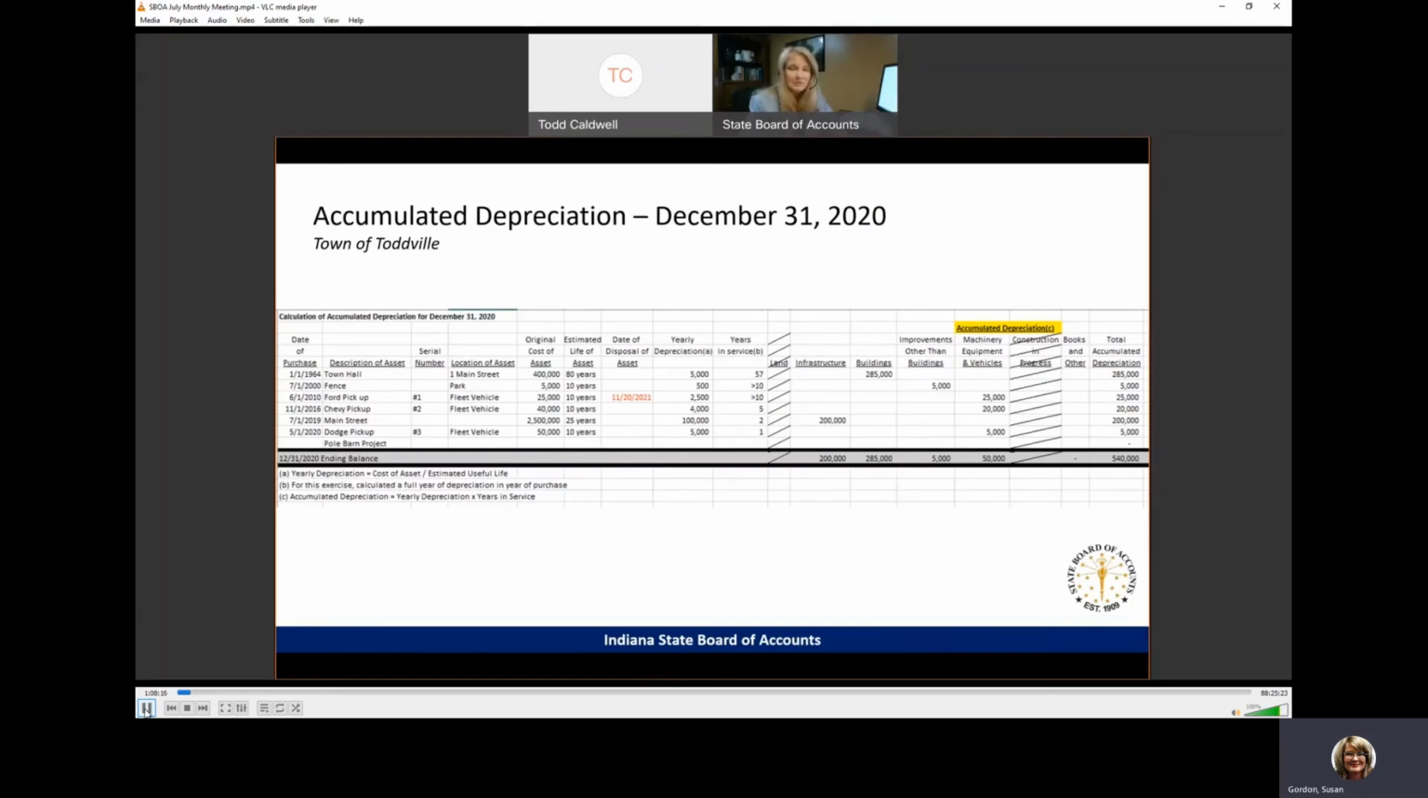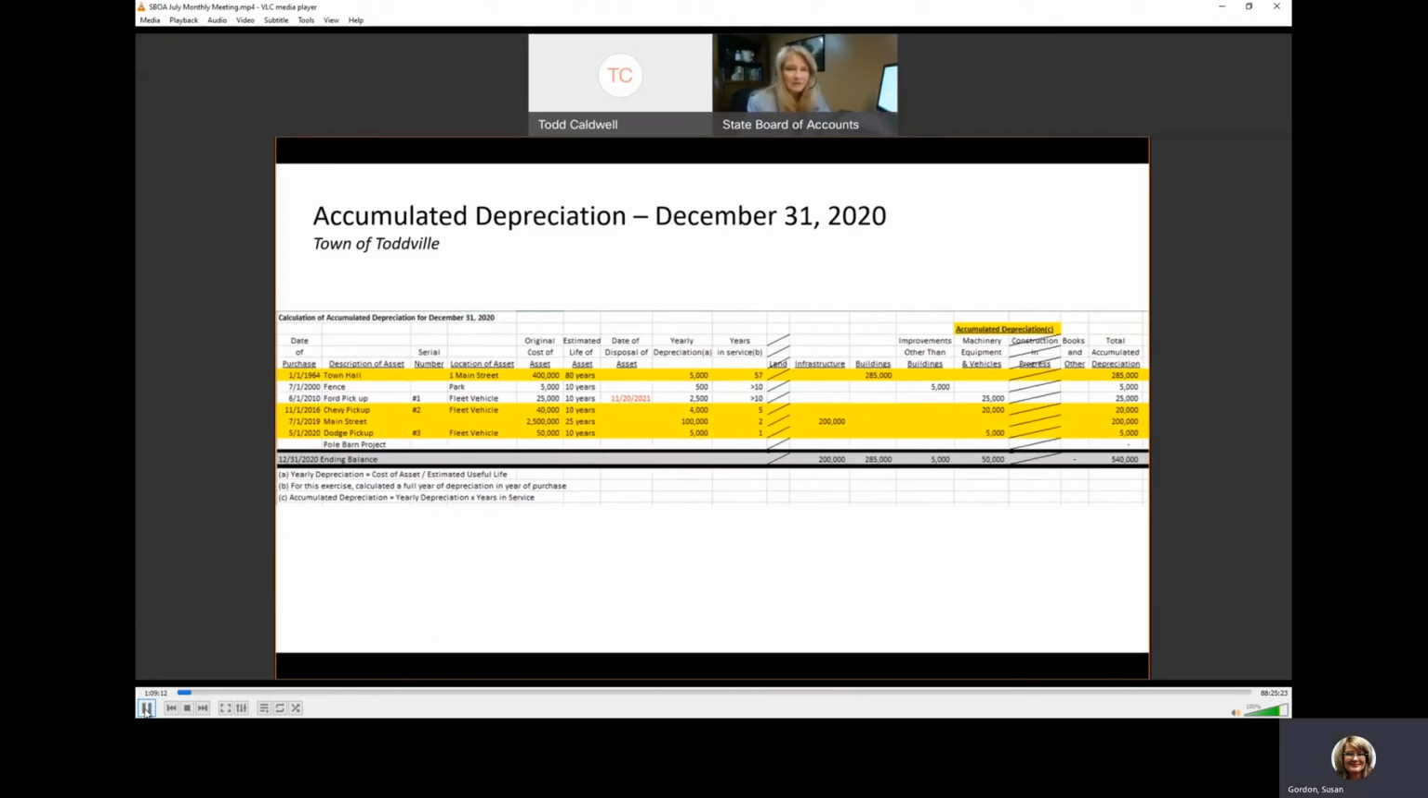The next column is years in service. My years in service would be from 1964 to 2020, so it has been in service for 57 years. In my example, if an asset was put in place during a year, I counted that as a full year of depreciation, just so it would be a little easier. So if you take your yearly depreciation, which for town hall was $5,000, and multiply that by 57, the years of service, then under buildings you can see my total accumulated depreciation for town hall is $285,000. Accumulated depreciation is your yearly depreciation times your years of service. Okay, next slide.